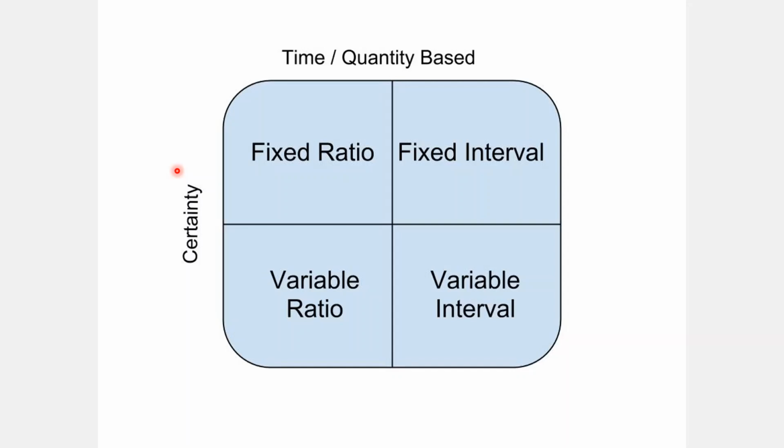The other trajectory that we want to look at is certainty, how certain we are that we know when the reinforcement is going to occur. And this refers to fixed and variable. We are certain because it is fixed, or we are uncertain because it is variable. So together, these two aspects of the schedule make up the four most common intermittent schedules of reinforcement.